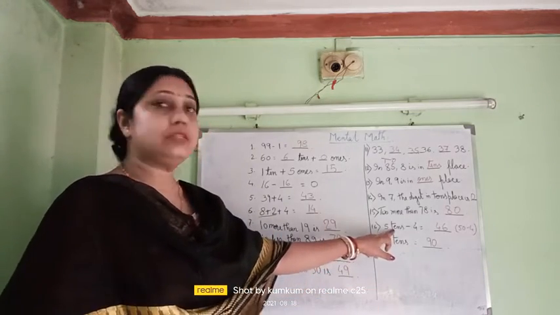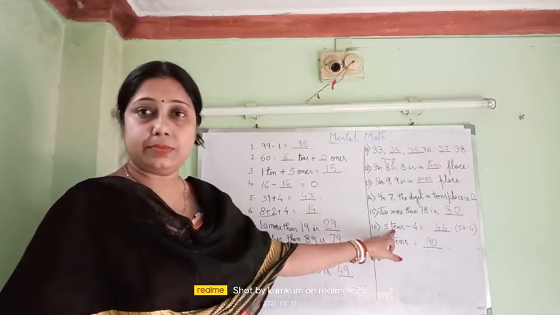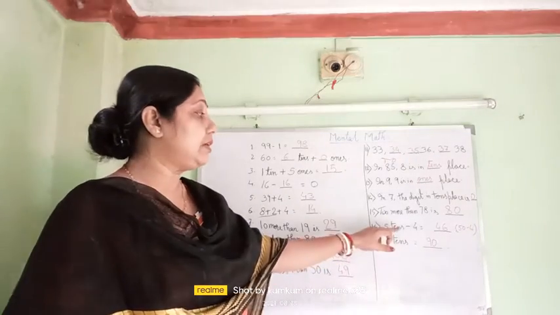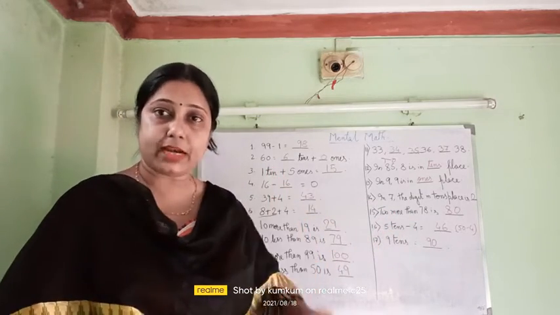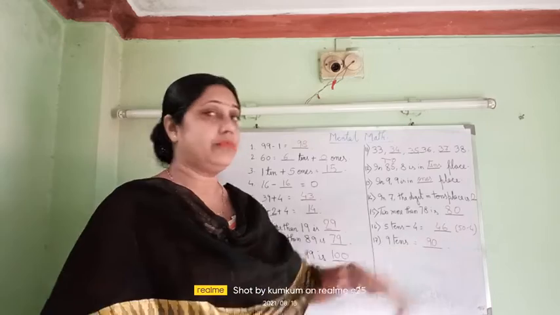Now 5 tens means what? Next question, 5 tens means 50. So here it is written 5 tens minus 4. So from 50 you have to subtract 4. So the answer will become 46.